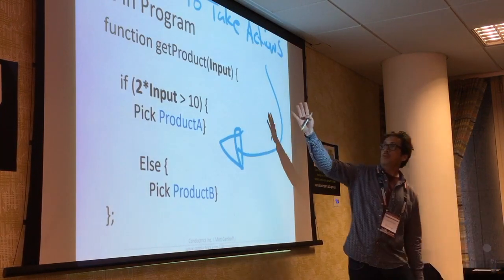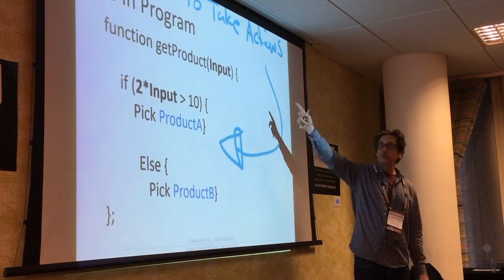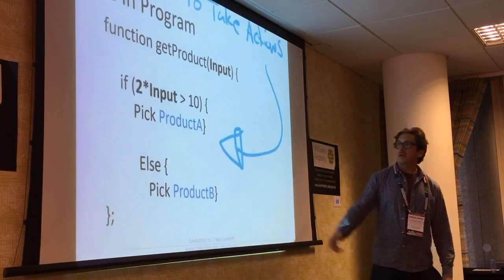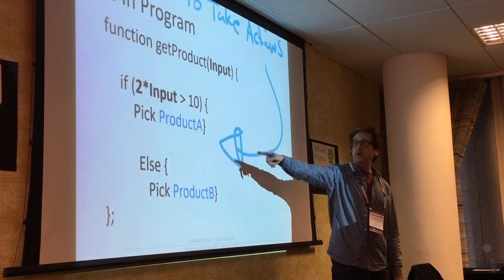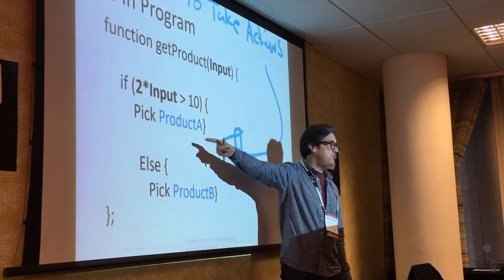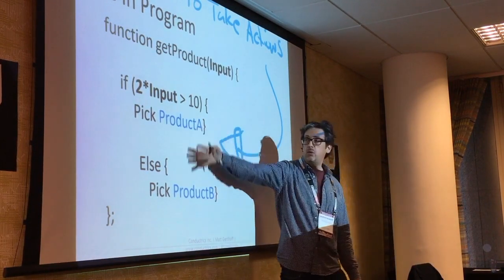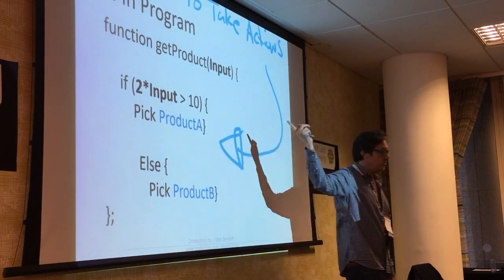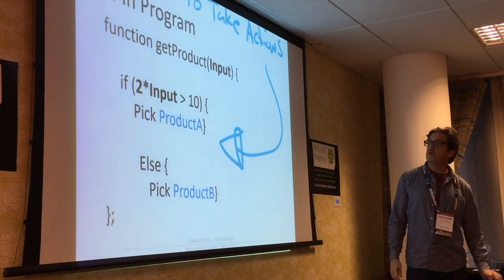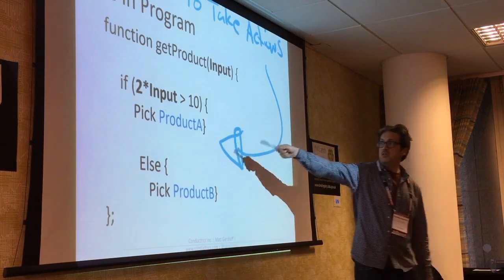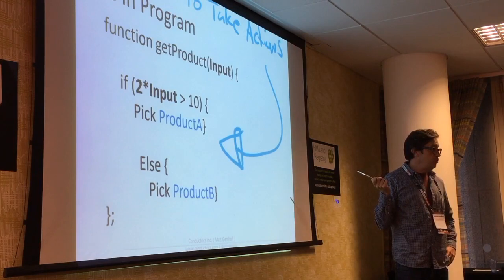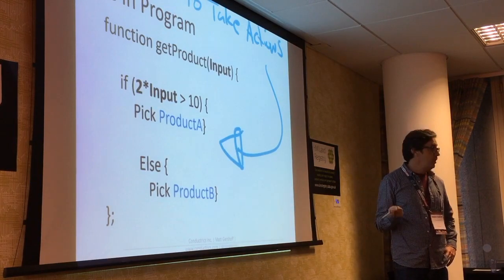So how would we use it? Well, we want to use this to take an action. This is the model I had before: output is equal to two times input. And you might do something like this. Here I have a little program that uses my model, and now this is machine learning, because this mapping has been learned by analyzing the data. So in this case, if our function is greater than 10, I want to show the user product A, else pick product B.